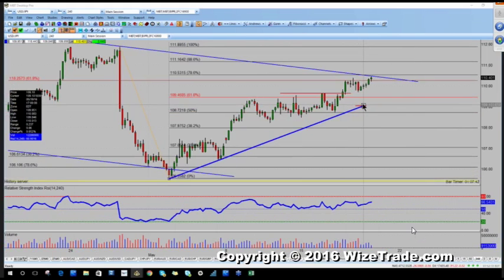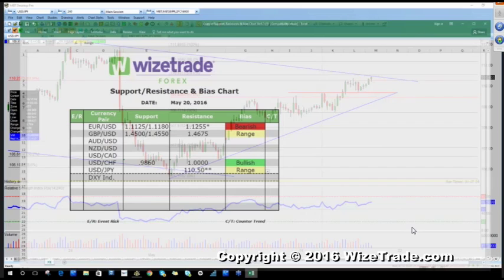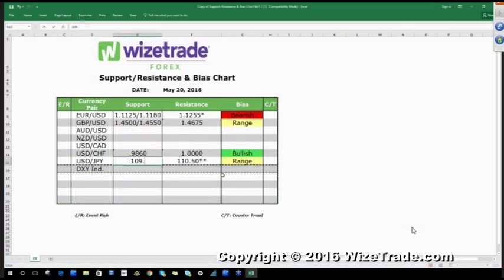All right. Now, support. It's right there. So any dip down to 109.70 is probably going to be looked at as a buying opportunity for a lot of traders. Okay, that's going to be support. Let's take a look at the Canadian.